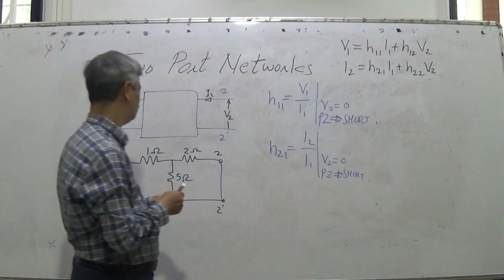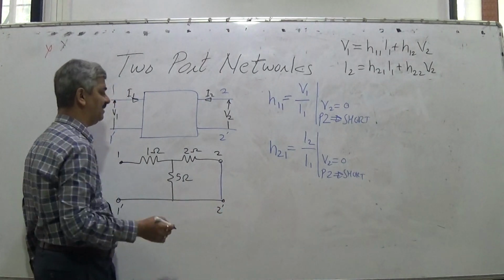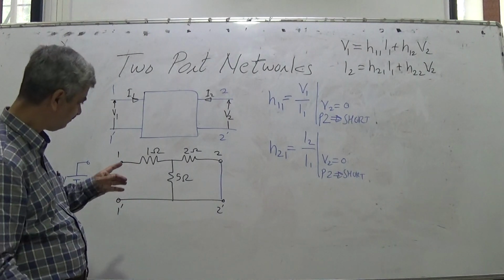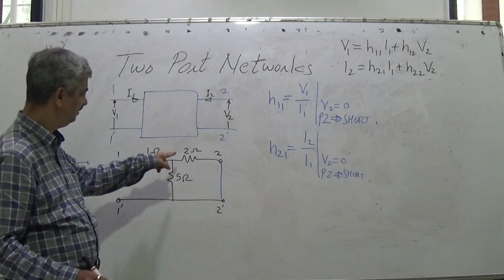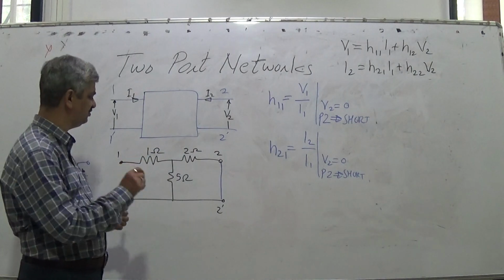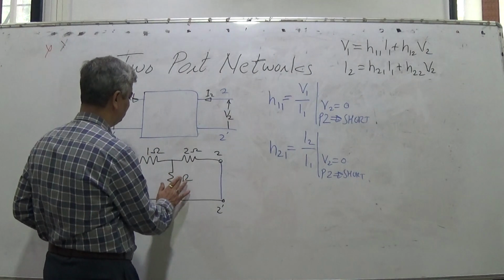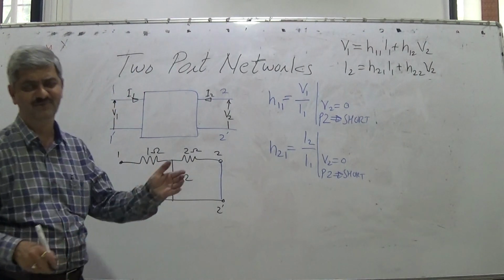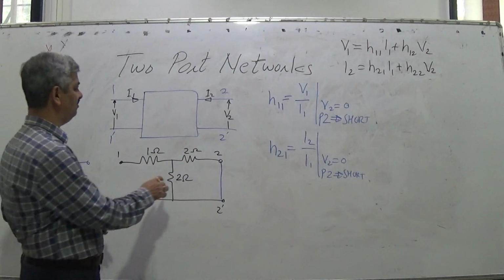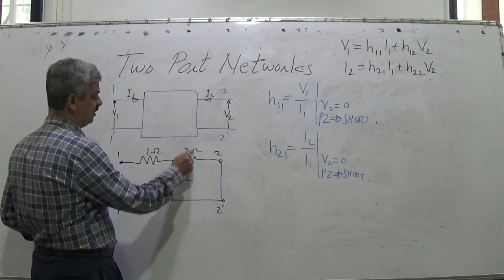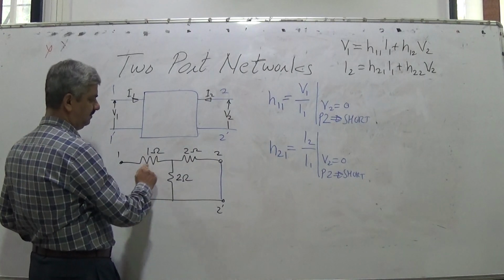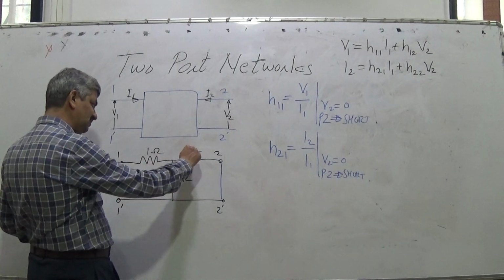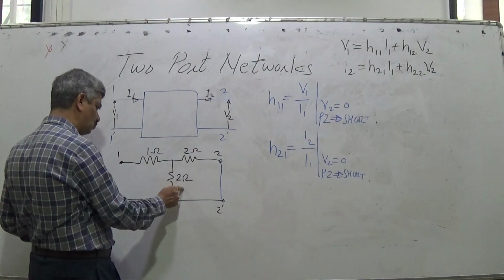So with this now it's very simple. I will make a small change. I will make it 2 ohms because it will make the calculation simpler. So there is 2 ohms. 2 ohm parallel 2 ohm is 1 ohm. This is short, so 2 ohm parallel 2 ohm gives 1 ohm, in series with this parallel. So 1 ohm in series with 1 ohm, total will be 2 ohm.